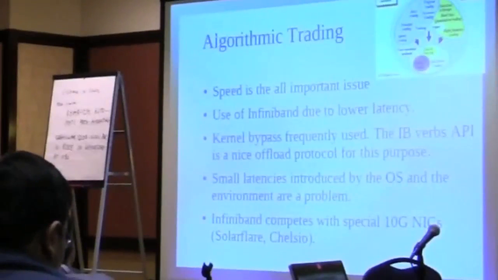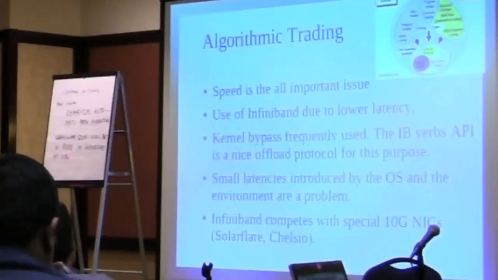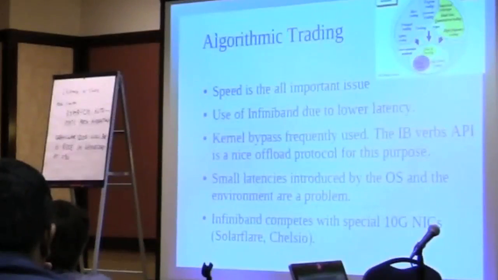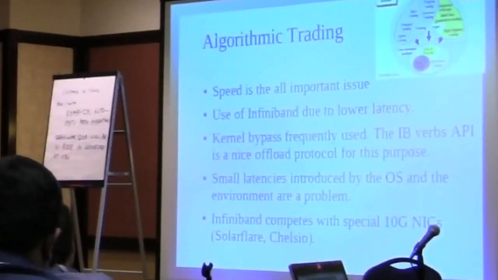So then we have the area of algorithmic trading. That's where speed is the all-important issue, and the reason to use InfiniBand and OFED there is due to the very low latency. So that's a compelling case, and a lot of trading companies have gone into this area and have made use of OFED for that purpose. OFED also allows kernel bypass. So kernel bypass is frequently used.